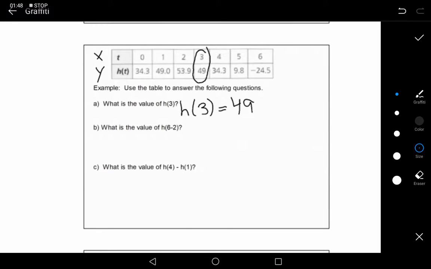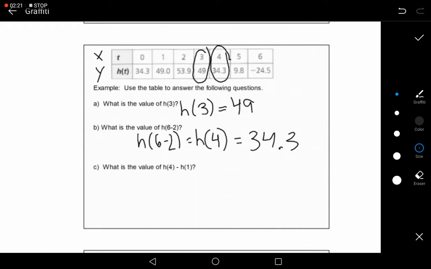So this next part for B, it says h of (6 minus 2). So what is the value of h of (6 minus 2)? Okay, well, this is really easy. It's just trying to trick us up, right? So we just need to do 6 minus 2. So h of (6 minus 2) is just h of 4. Okay, so now I'm going to look at this 4. And I see at t equals 4, my h of 4 is equal to 34.3. Okay, really easy stuff here. This is as tricky as it gets.